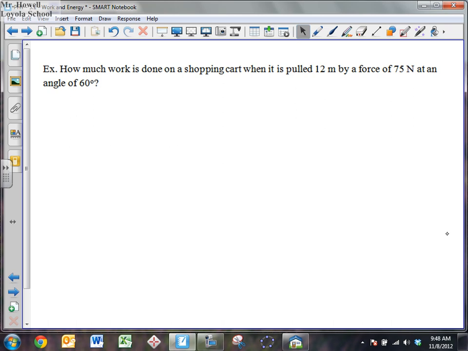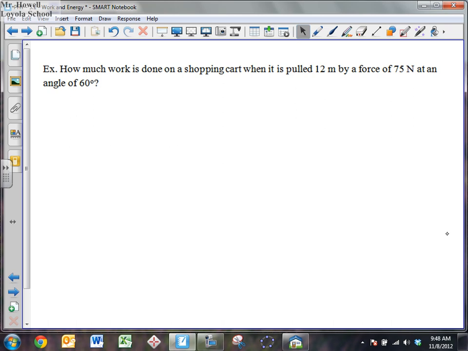Example. How much work is done on a shopping cart when it is pulled 12 meters by a force of 75 newtons at an angle of 60 degrees? And I'm telling you guys now, this is one of our easier chapters, so please take advantage of it. The math in this chapter is quite simple. It's not difficult math for you.